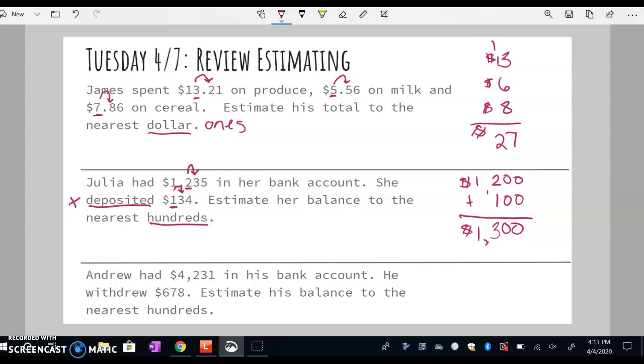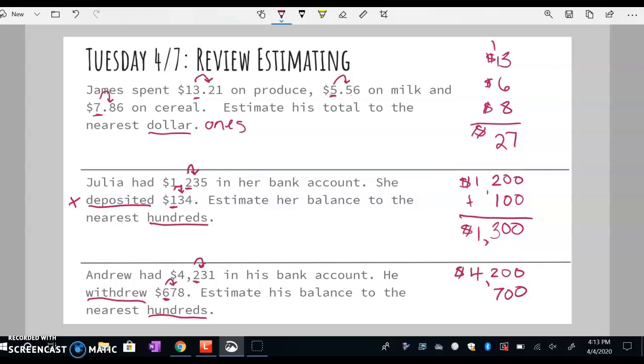In our last example, Andrew has $4,231 in his bank account. He withdrew $678, and we want to estimate his balance to the nearest hundreds place. So again, I'm going to underline the hundreds place and round my number. I'm going to rewrite the 4. This is 4 below, let it go, so I'm going to leave this at 2, 4,100. And then for this one, 5 or above, give it a shove, means I'm going to bump 6 up to a 7 to make 700.